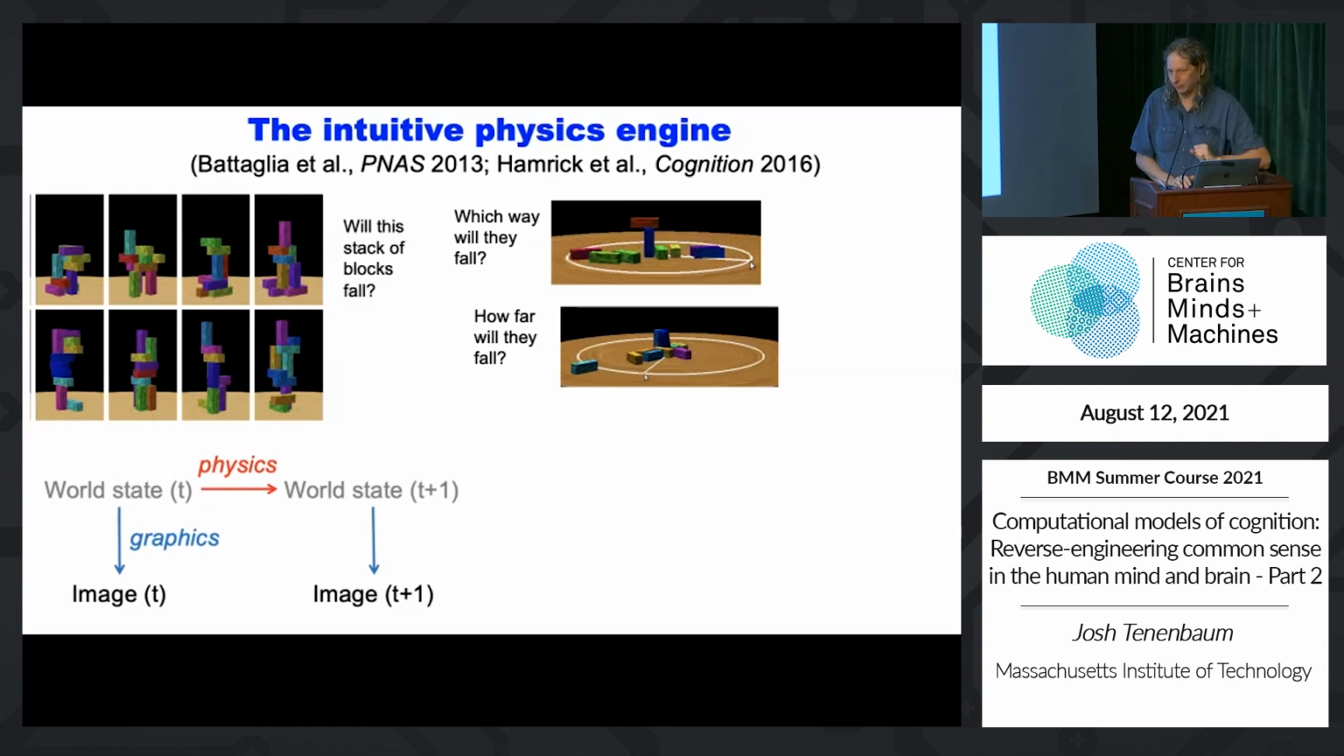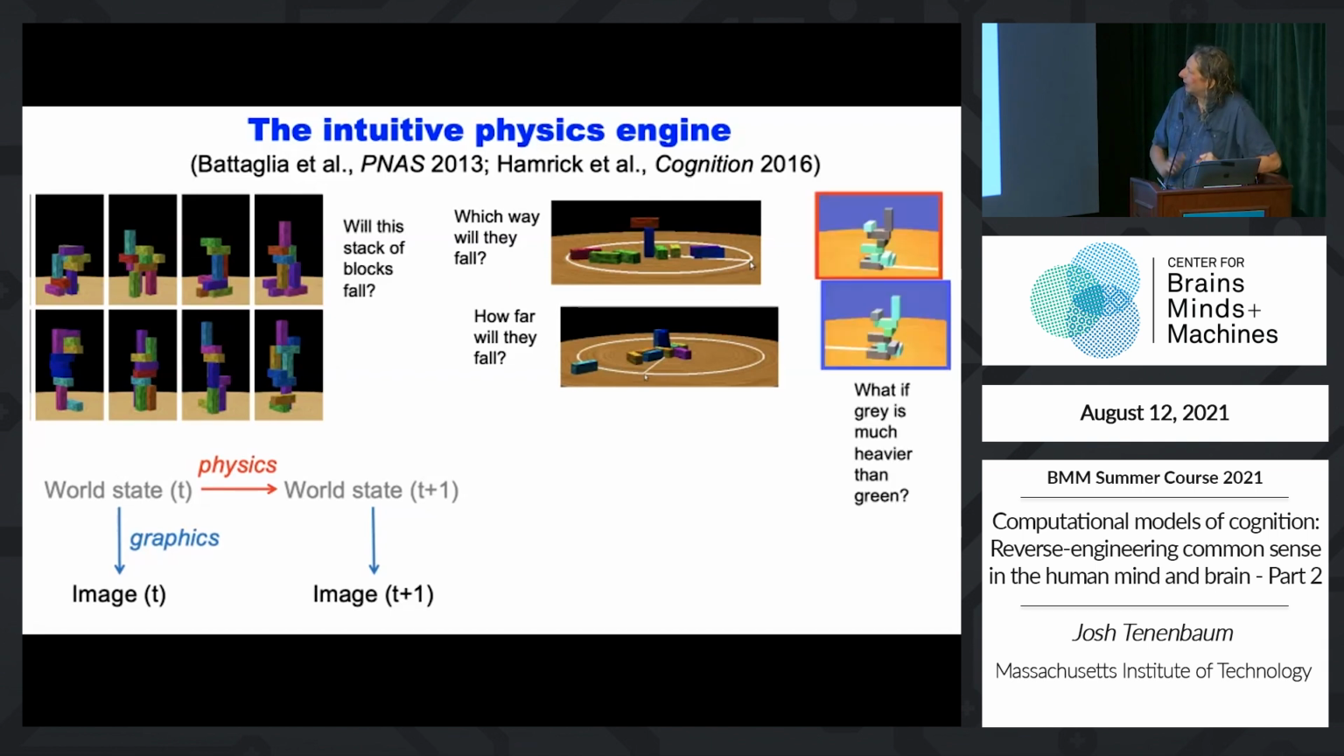It doesn't just use these simulations. We can ask questions like this: suppose the gray stuff is much heavier than the green stuff. Notice that these two towers have the same geometry. We've just colored the blocks differently. If you know that the gray stuff is a lot heavier, then you'll make a different prediction about which way the blocks will fall, as you can see here. And people make those different predictions, and so does our model.